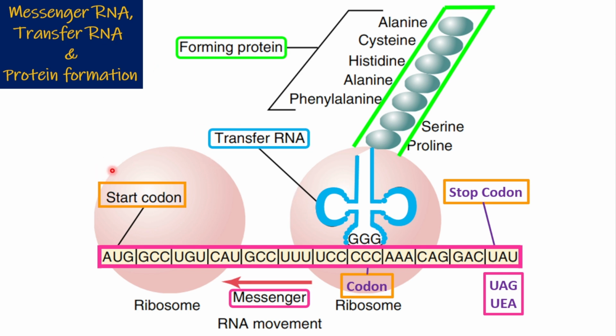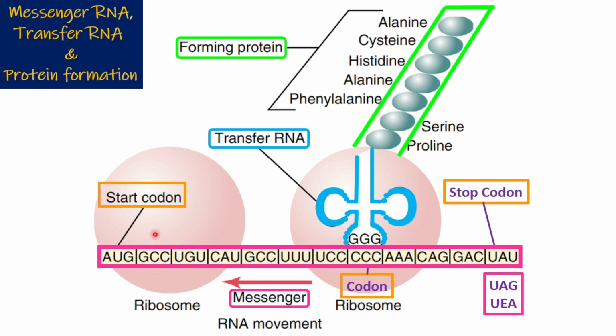Now the first thing is that this is the ribosome. This circular shaped organelle is the ribosome. On the ribosome, this pink colored chain is the messenger RNA, and this blue colored clover leaf shaped structure is the transfer RNA, and these are the different amino acids, which are collectively forming a protein chain. So this one is one ribosome, and this one is the other ribosome.